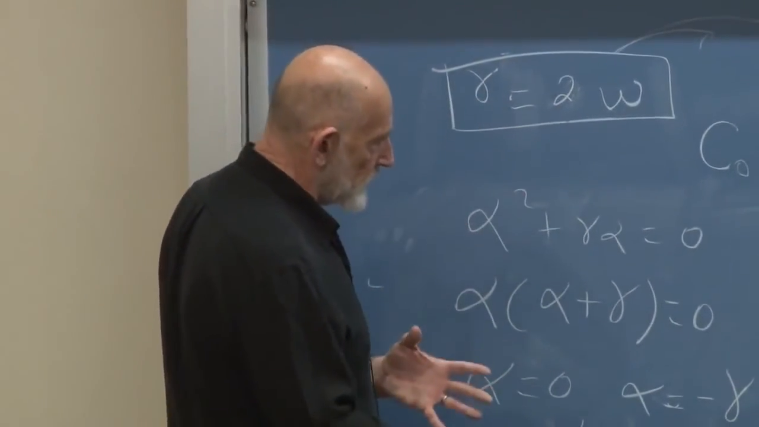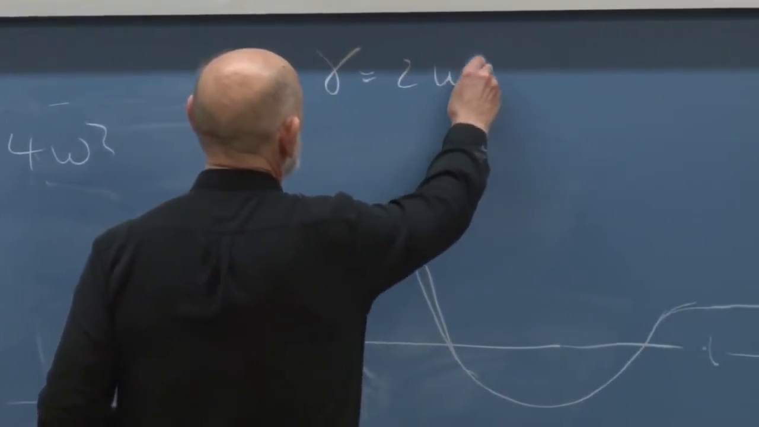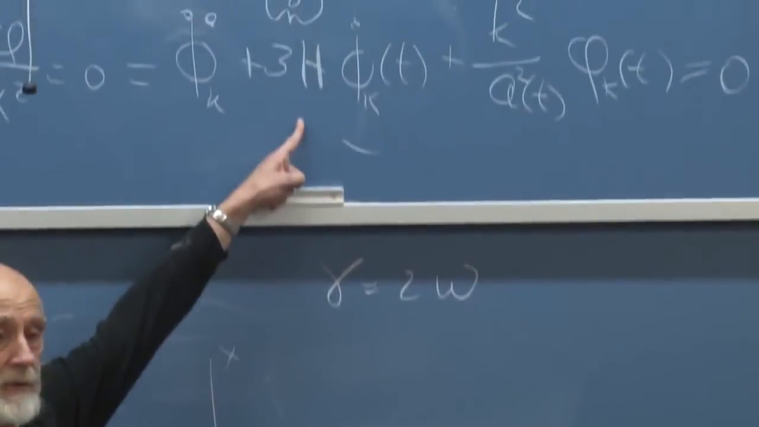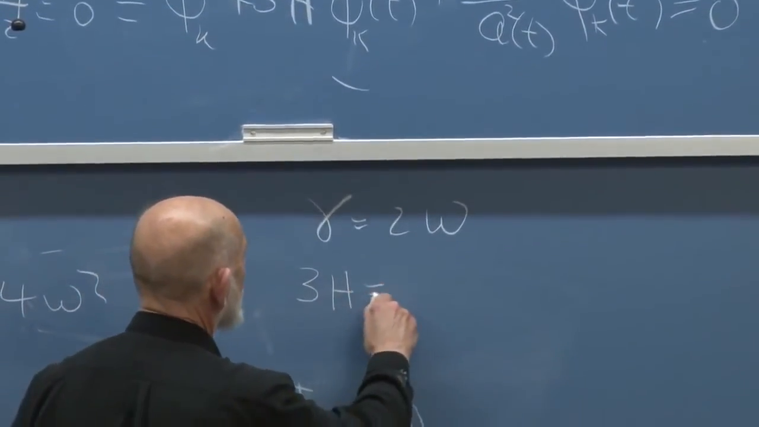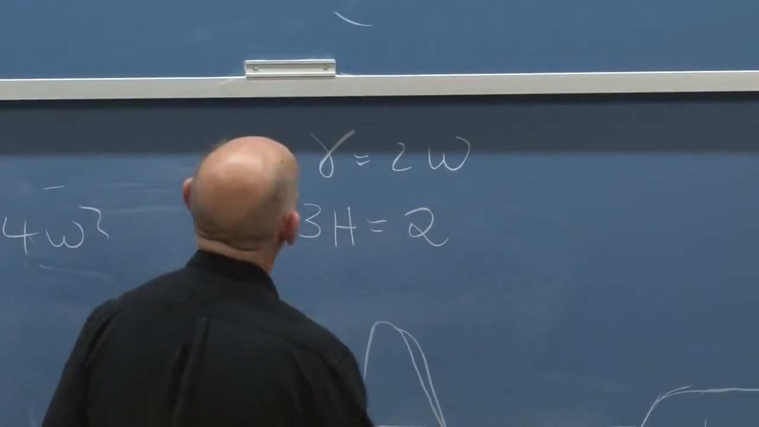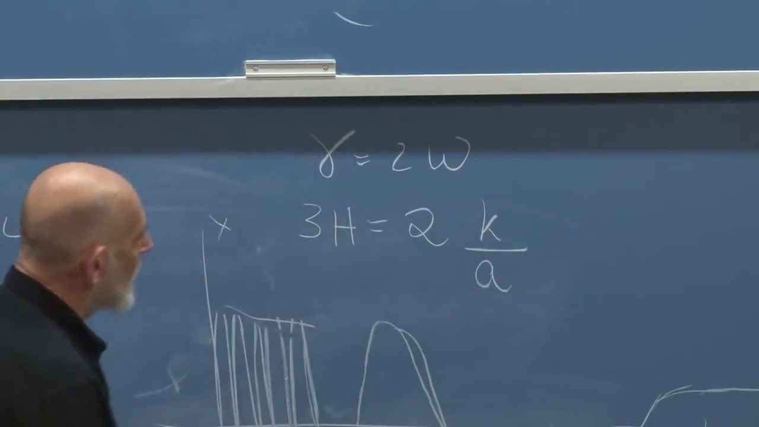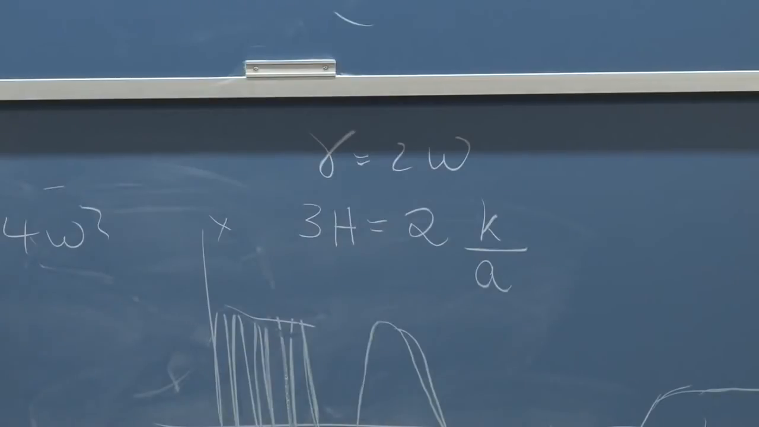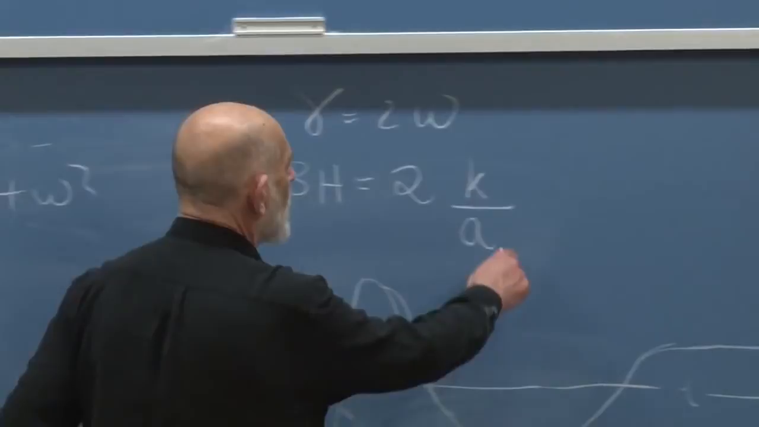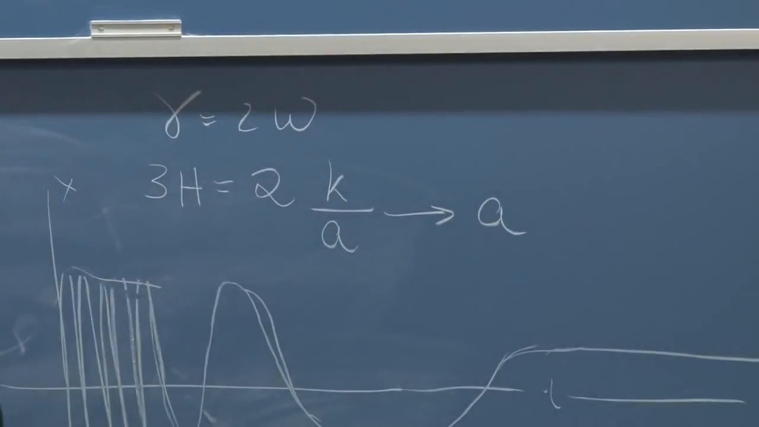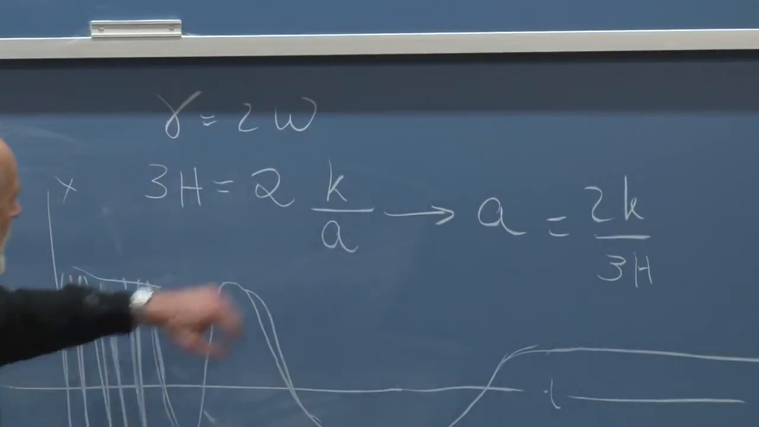The critical transition between the two is at gamma equals 2 omega. So let's work that out. Gamma equals 2 omega. Now what is gamma? Gamma is 3 times the Hubble constant in the expanding universe, in the inflating universe. So gamma is 3h equals twice omega, and omega is k over a. That means that the transition happens when a is equal to 2k over 3h. I've just solved this equation here for a.